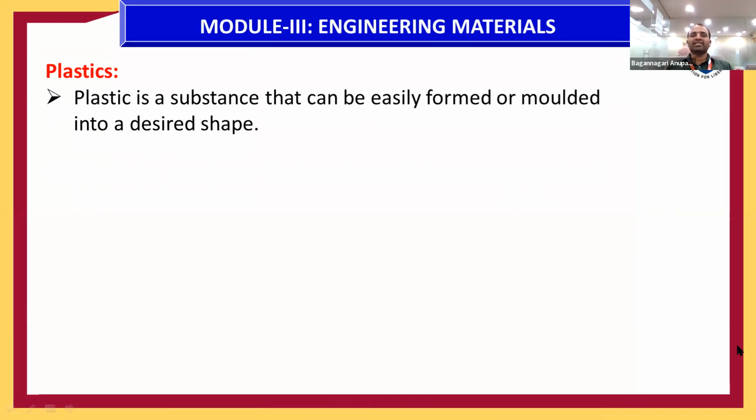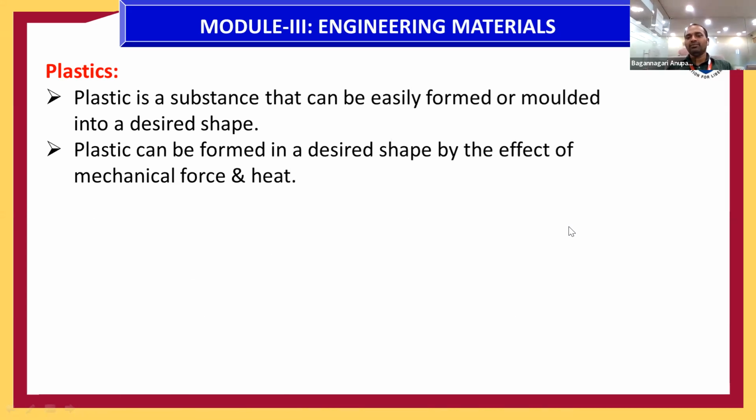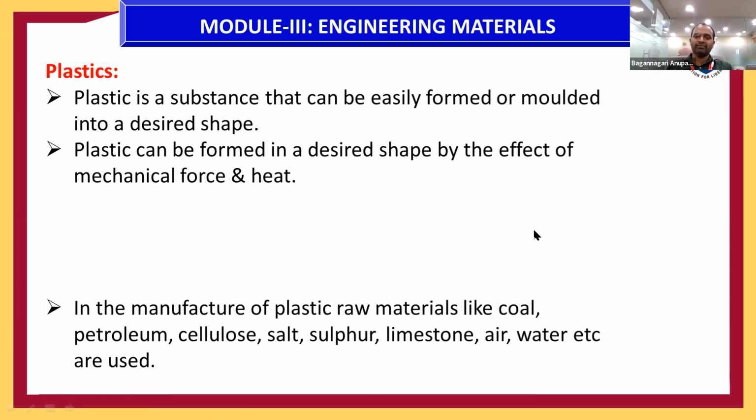Now, plastic. Plastic is a substance that can be easily formed or molded into a desired shape. Plastic is a material which shows plasticity, so it can be easily formed or molded into desired shape or dimensions. Plastic can be formed in a desired shape by the effect of mechanical force and heat. How are we getting the desired shape? When we apply mechanical force or heat, we get the desired shape.